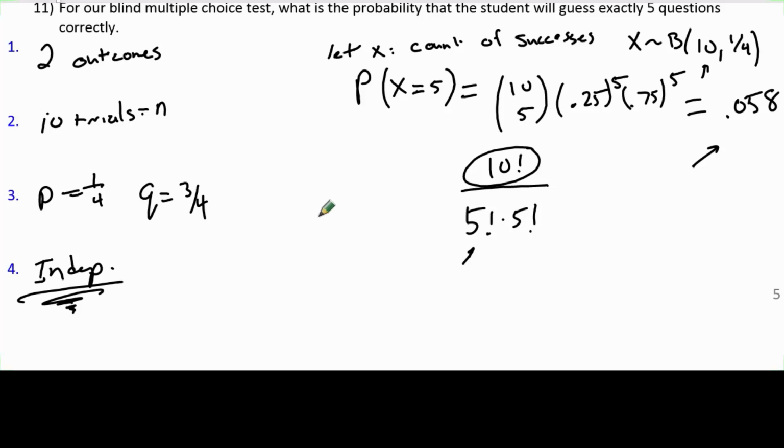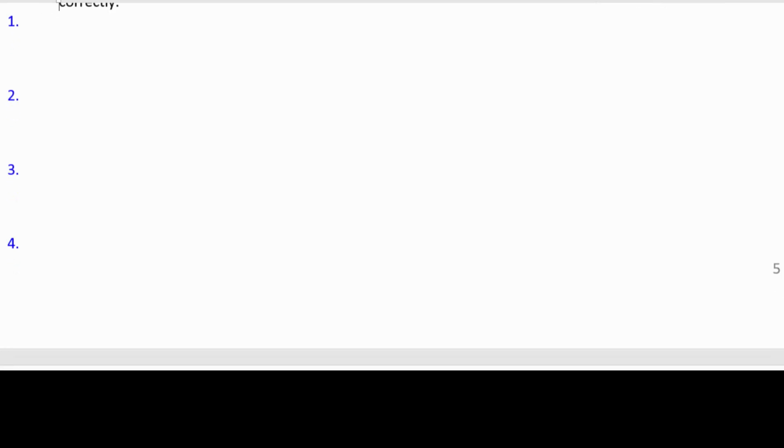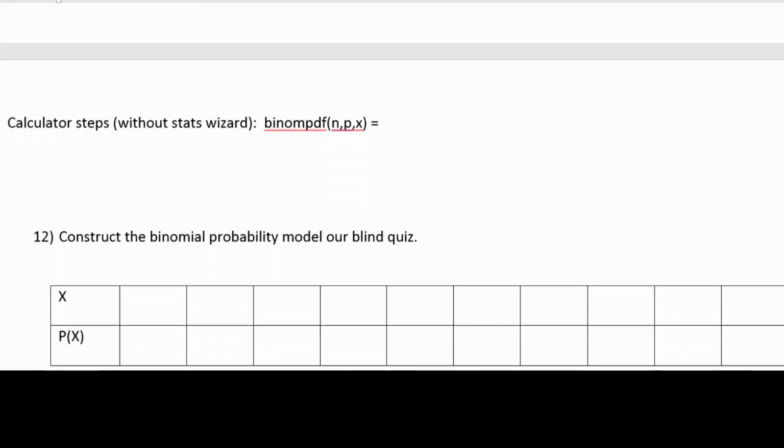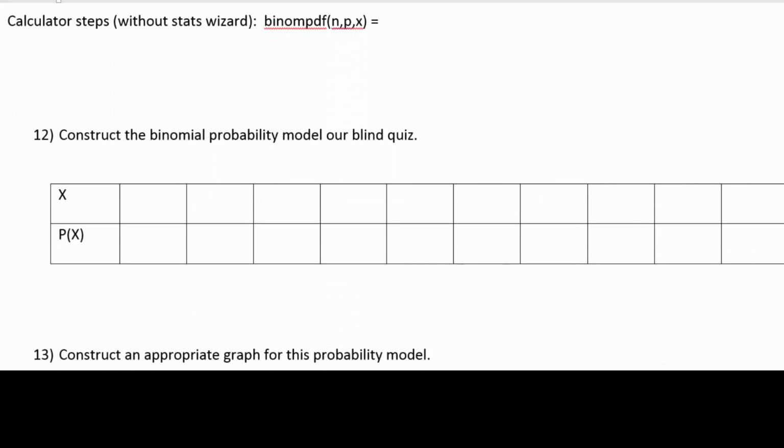Alright, so let's move on to the next one. And if you need to go back and finish filling out any of those problems, then please do. Alright, so what is the probability model for all of this? So what are our different options?